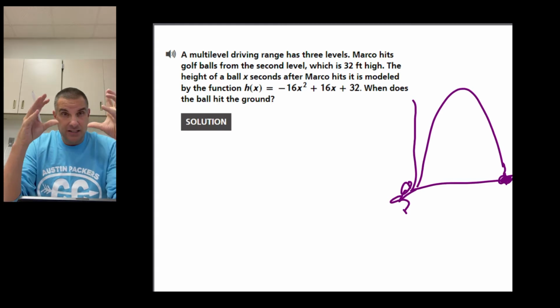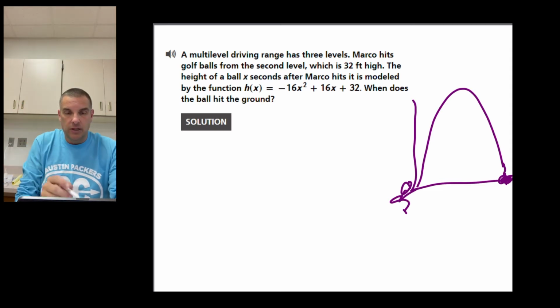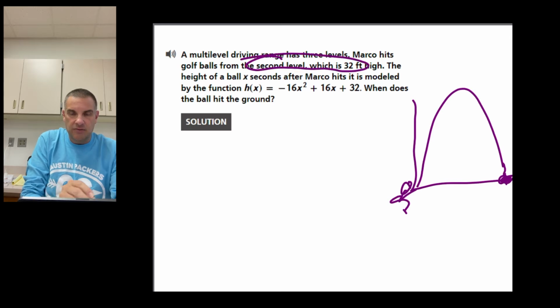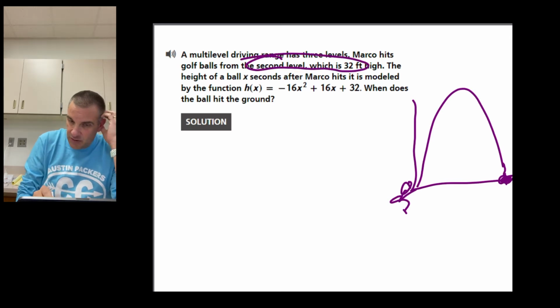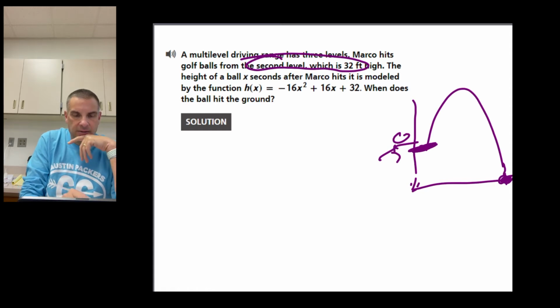And everything is already taken into account with the formula. The formula is taking care of how high he is when he's hitting it, because he's hitting it from the second level. So he's hitting it from 32 feet high, up here, not down at ground level. So this part of the graph doesn't really exist, and he's not standing down there. He's standing on that second level. So we just need to figure out when this thing is going to hit the ground.